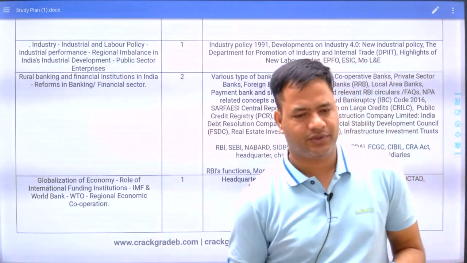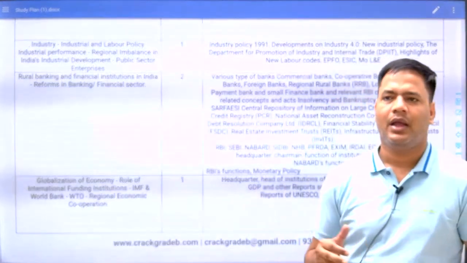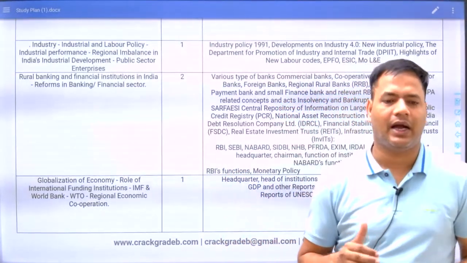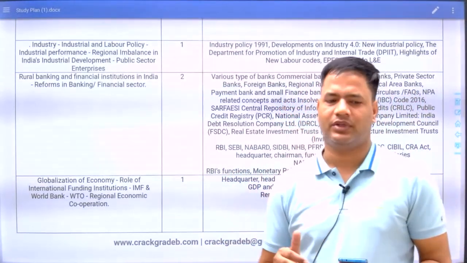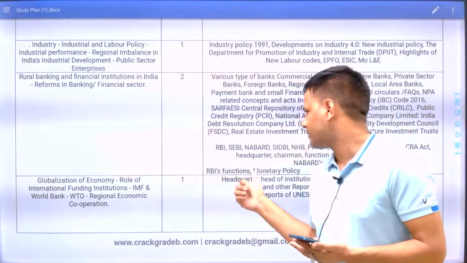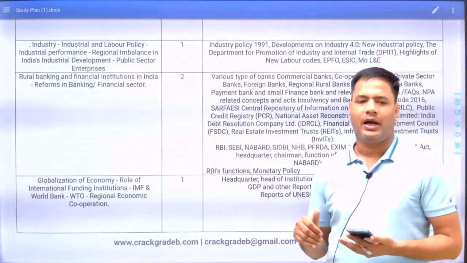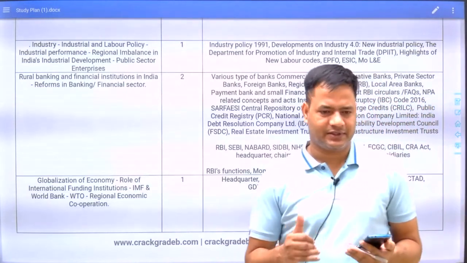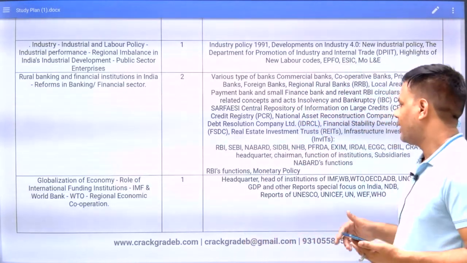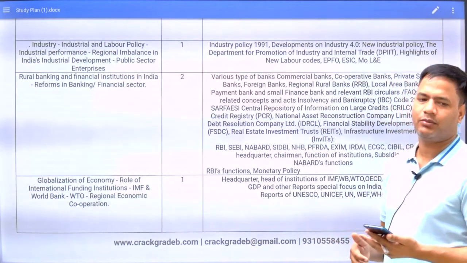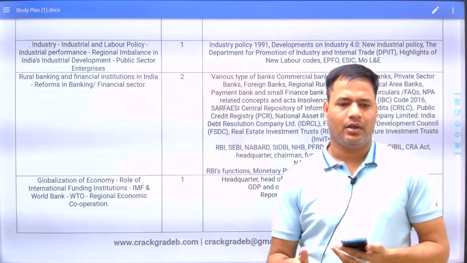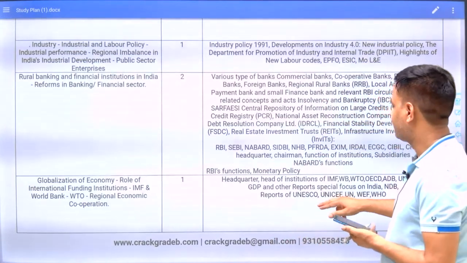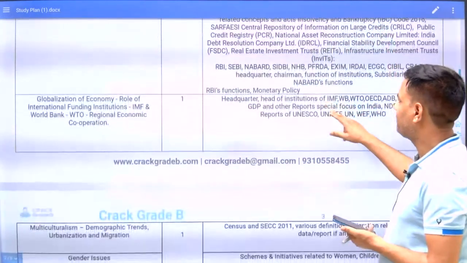India's financial institutions like RBI, SEBI, NABARD. Among these, you have to focus more on the functions of RBI and NABARD, because it is the NABARD exam. So NABARD function related questions they can ask. RBI is important. RBI's monetary policy is important. They can ask questions from the monetary policy, and this August monetary policy will be very important. The monetary policy meet and monetary policy report of August will be very important for this exam.